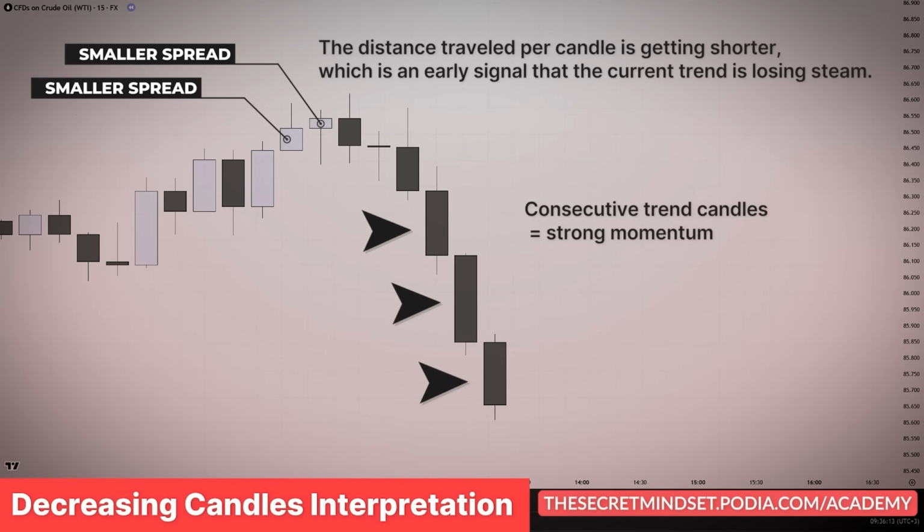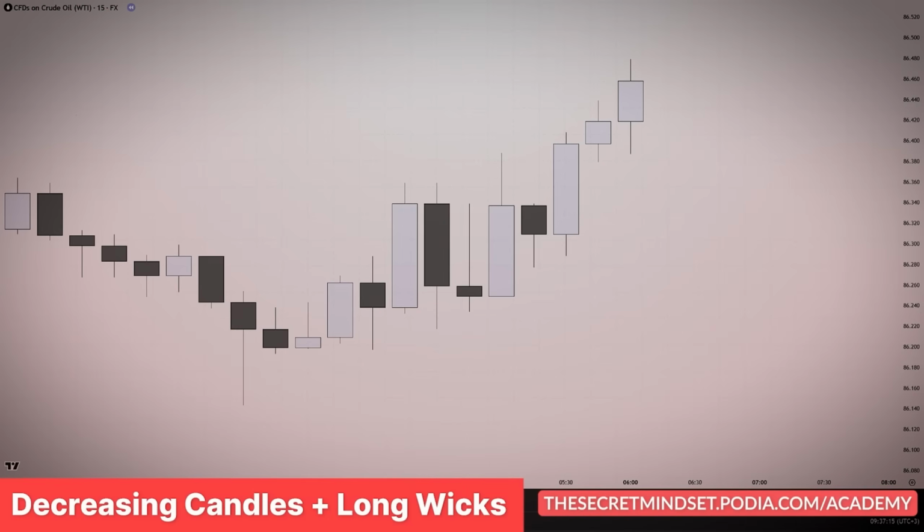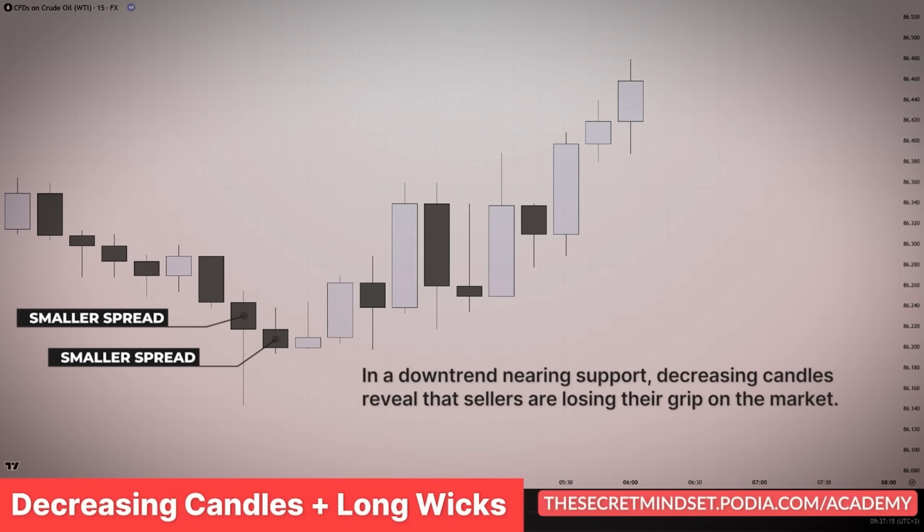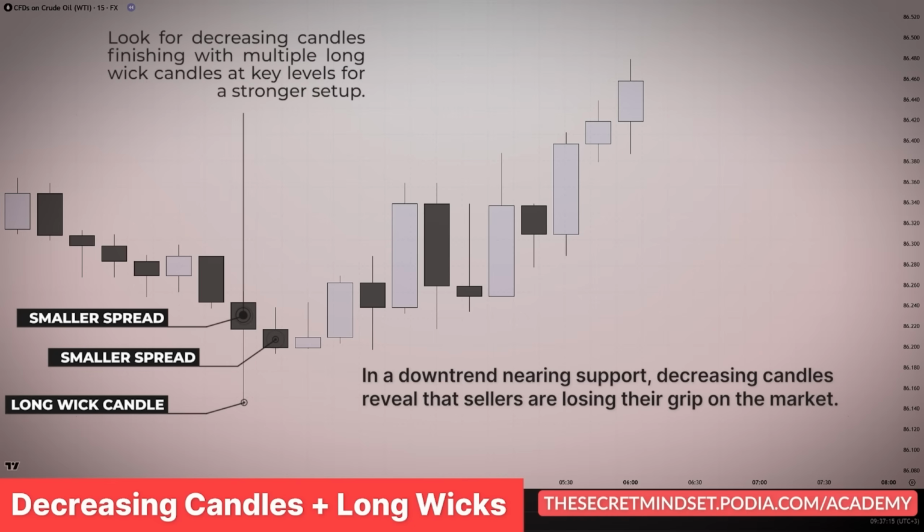For example, in an uptrend approaching resistance, decreasing candles show that buyers are losing control and momentum. In a downtrend nearing support, decreasing candles reveal that sellers are losing their grip on the market. To increase the quality of your trade setup, look for decreasing candles that finish with multiple long wick candles at the key level. This combination suggests a strong loss of momentum.